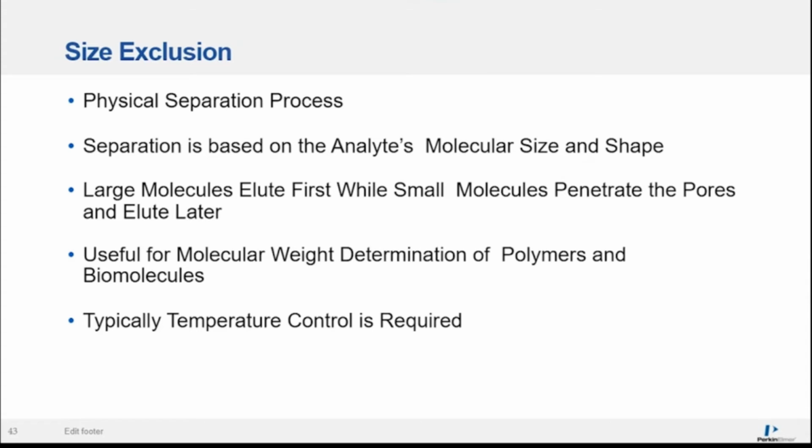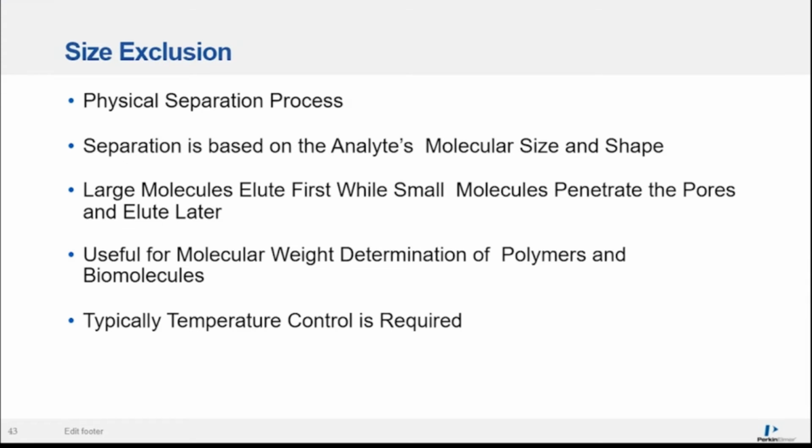Size exclusion chromatography is often used to determine molecular weights. And from these molecular weights, we can determine physical properties of polymers and biomolecules. And this is the one form of chromatography where temperature control is absolutely critical, because you're generally dealing with larger molecules, and you want to be sure you lock in the conformation so that they're not going back and forth between different forms.